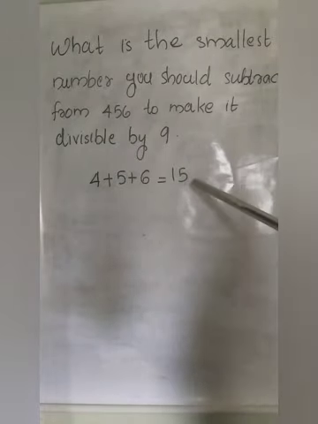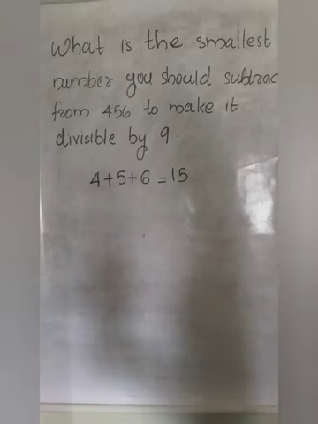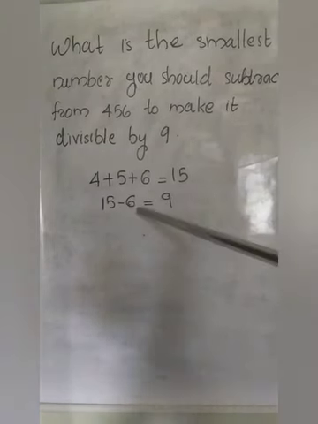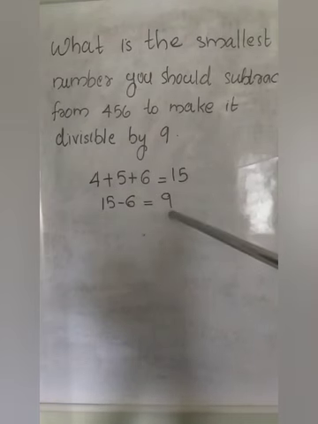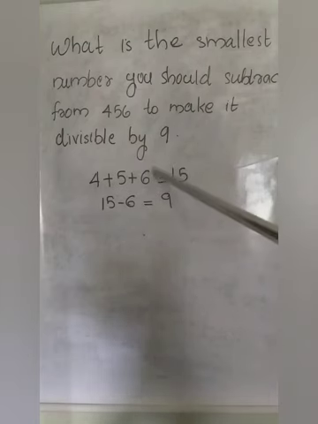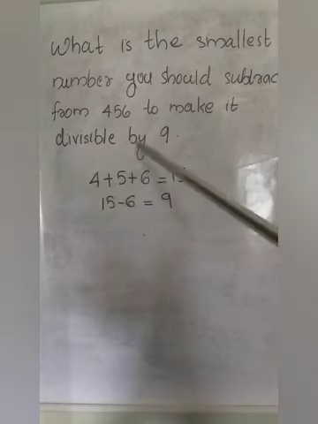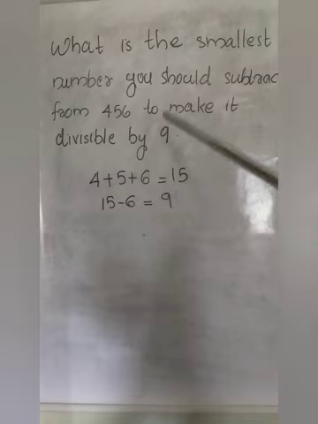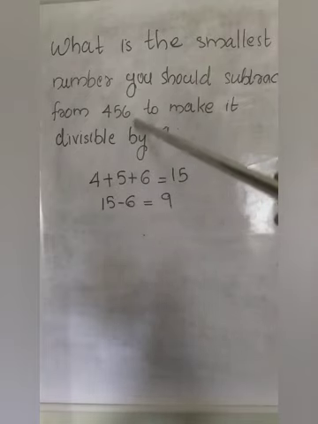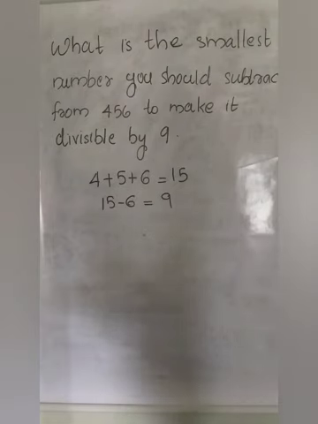So, in order to get 9, what do we need to subtract from 15? 15 minus 6 is 9. 9 is a multiple of 9, so it is divisible by 9. So, in this sum, if we cancel this 6, what is remaining? 4 plus 5, what do you get? 9. That is a multiple of 9, isn't it? So, in order to make 456 a multiple of 9, what do you have to subtract? 6. So, the smallest number you have to subtract is 6.